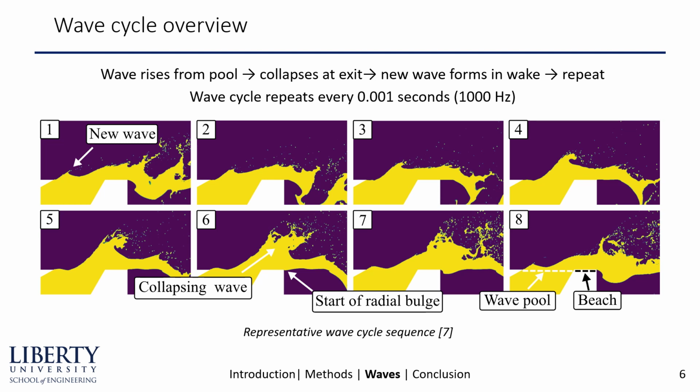Here's an overview of one wave cycle, one sample wave cycle. First, in frame 1, a new wave rises out of the wave pool. Now in frame 8, you can see how we label wave pool and beach. This is just simple, straightforward terminology. So a new wave rises out of the wave pool and continues to rise through frame 4, and 5 is where it really peaks at the nozzle exit.